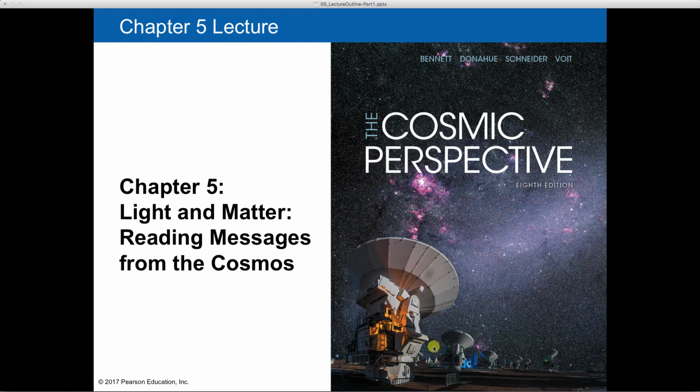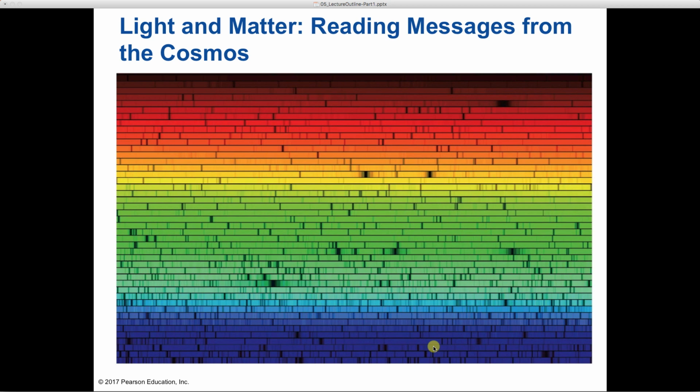Hi class, this chapter, chapter 5, is about light and matter and how light interacts with matter and how we ultimately measure things about objects great distances away just by looking at the light that they give off. So the first part of this chapter talks about how light interacts with matter, just some of the basics.